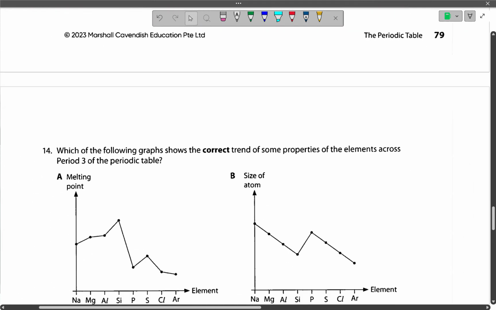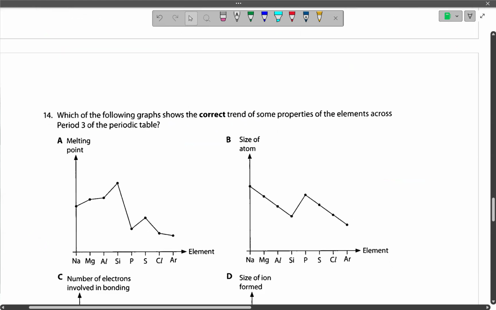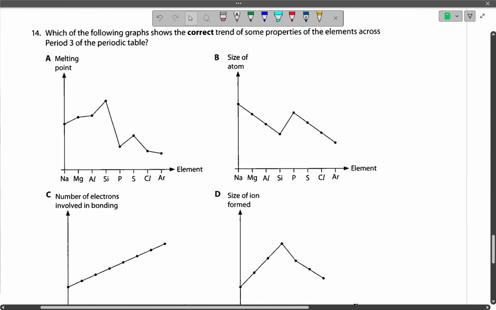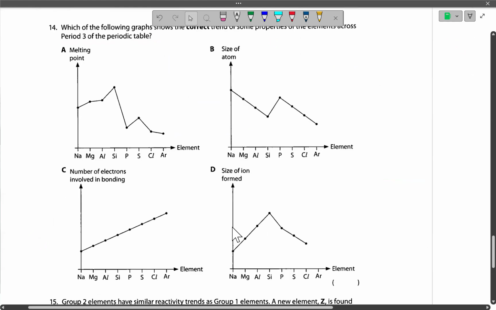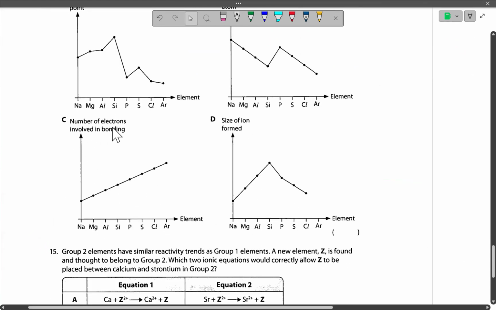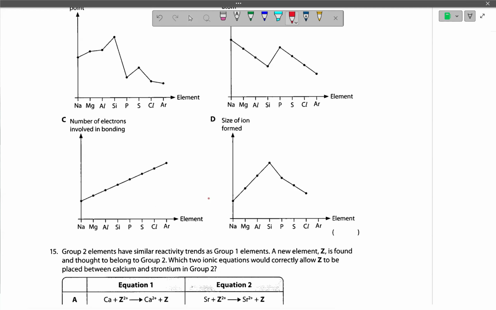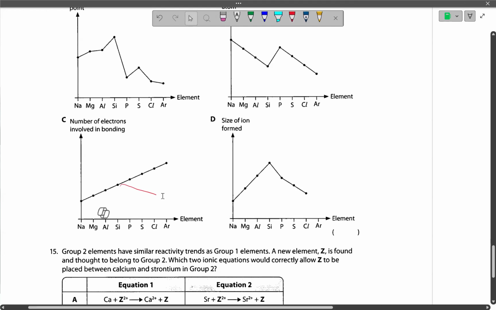The trend. Okay, so look at the trend across period 3. Let's see what the obvious one is. Number of electrons involved in bonding is of course wrong. Sodium gives out 1 electron, magnesium gives out 2, aluminum gives out 3, silicon shares 4. But as you go the other way around, it should go backward down. And then of course argon doesn't have any, you cannot draw argon because it doesn't involve any.